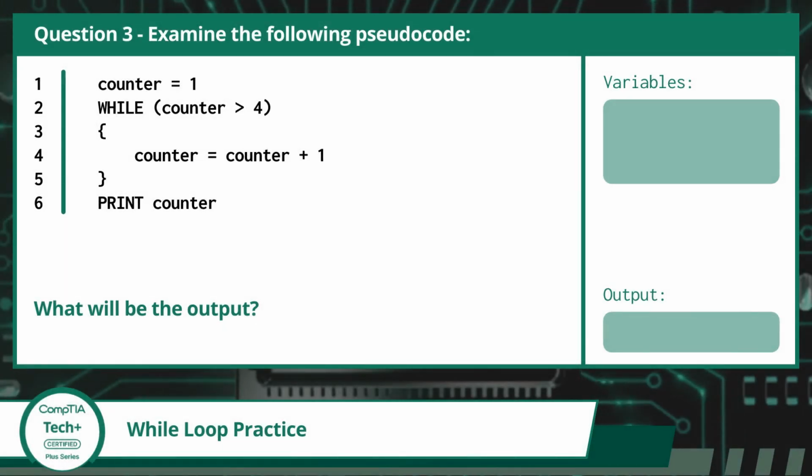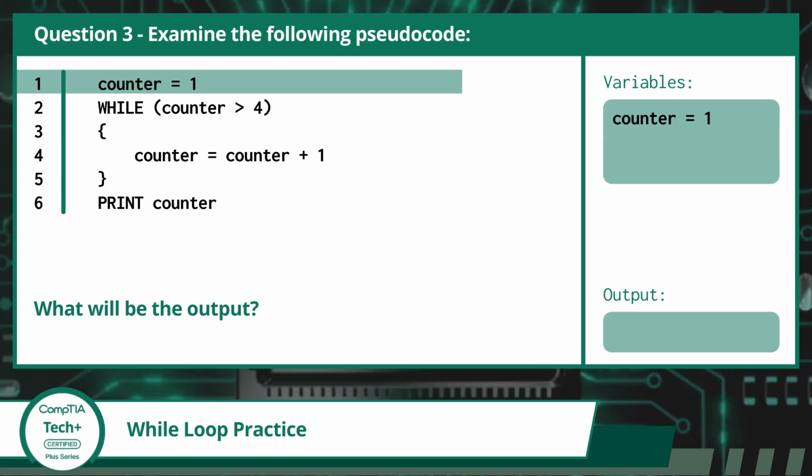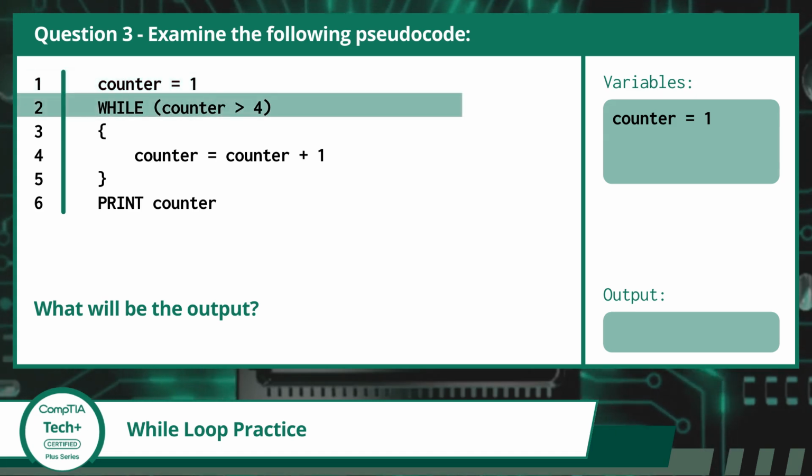Here is question 3. Examine the following pseudocode. What will be the output? If you want to try and solve this question on your own, pause this video now. Otherwise, I will go through the code line by line. In line 1, we declare a variable counter and assign it the value of 1. On line 2, we see a condition statement for a while loop. Our condition statement calls for our program to check if the variable counter is greater than 4.